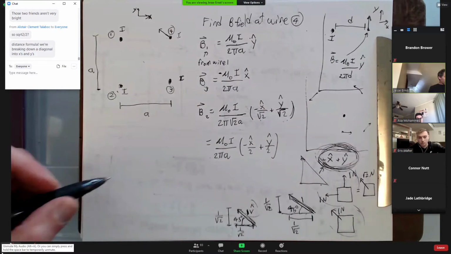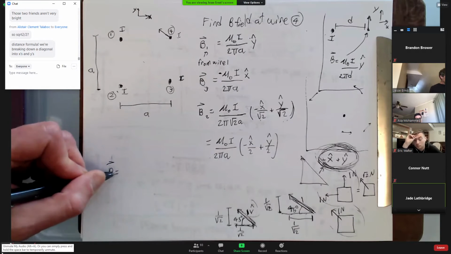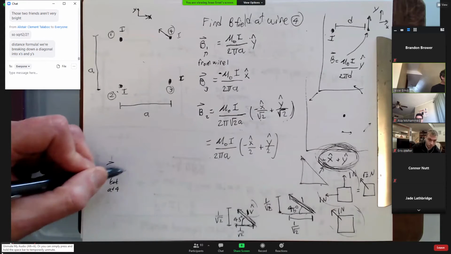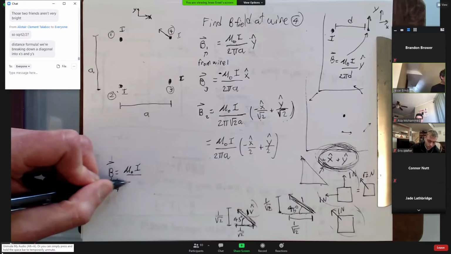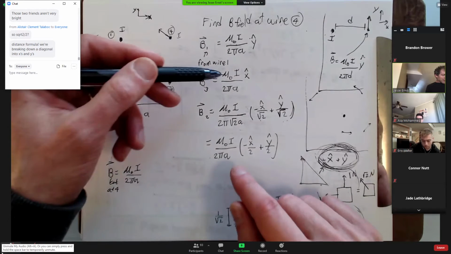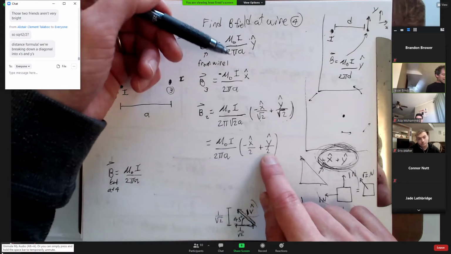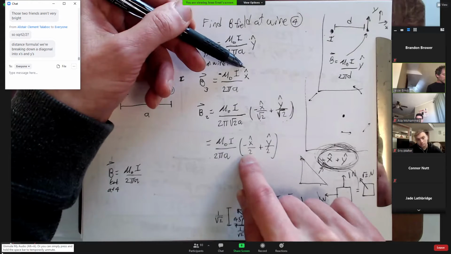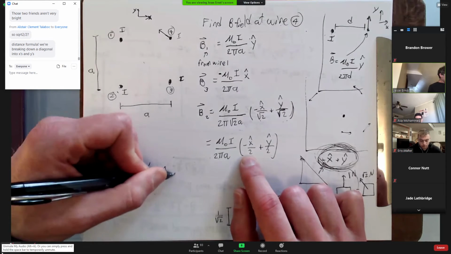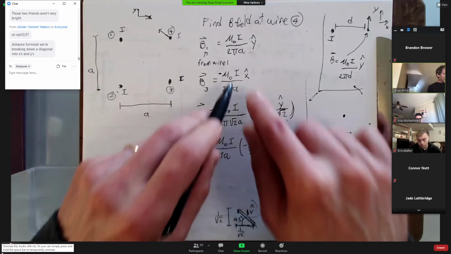Right? So now we're good. Now it's just a matter of adding components. So the B field total at wire 4 is going to be equal to mu naught I over 2 pi a, and we're going to have plus y hat plus another y hat over 2, minus an x hat, minus x hat over 2. So it'll be minus 3 halves x hat plus 3 halves y hat. I'm just adding this and that and that and that.